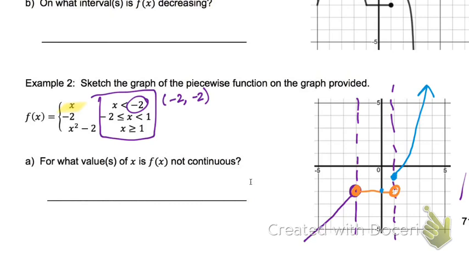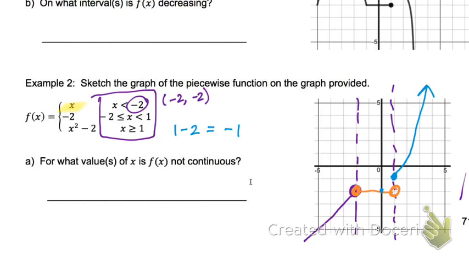So they're about to get a lot harder. Okay, for what values of x is it not continuous? Wait, real quick. If I was going to plug in the 1 instead of drawing the parabola, then it would be 1 minus 2, so negative 1. Yeah, great. Are we using all these today? No. Okay, so then for what values is it not continuous?